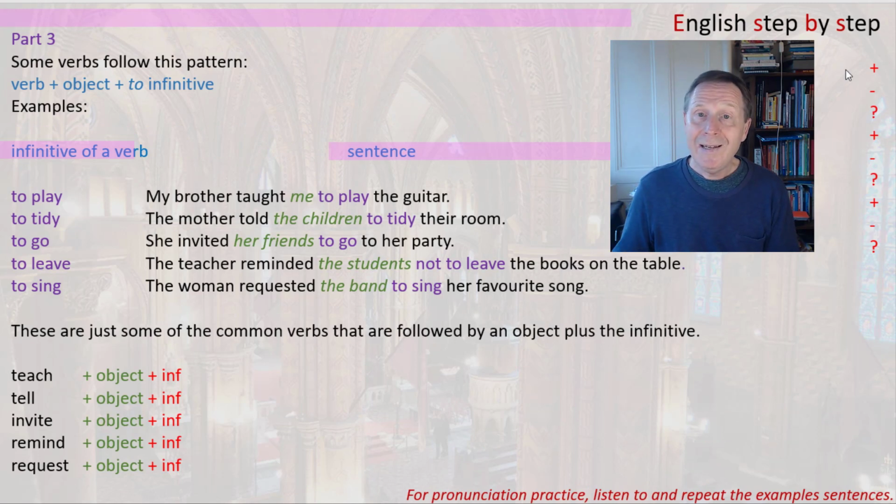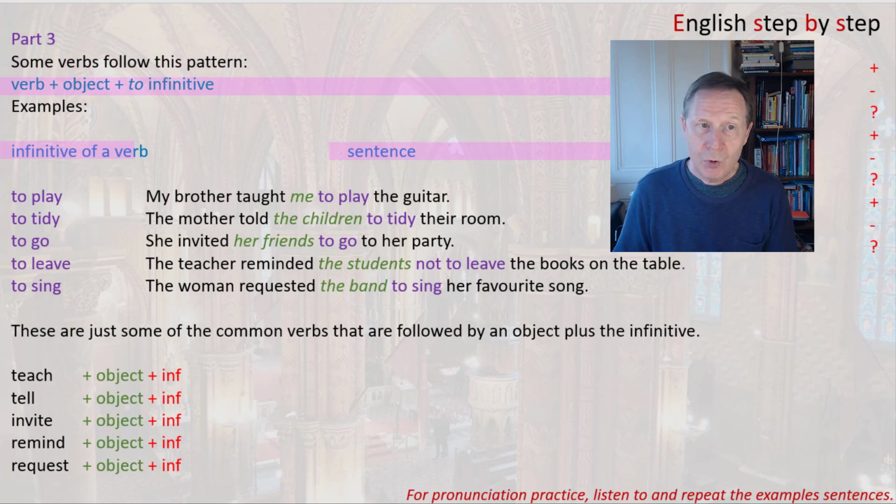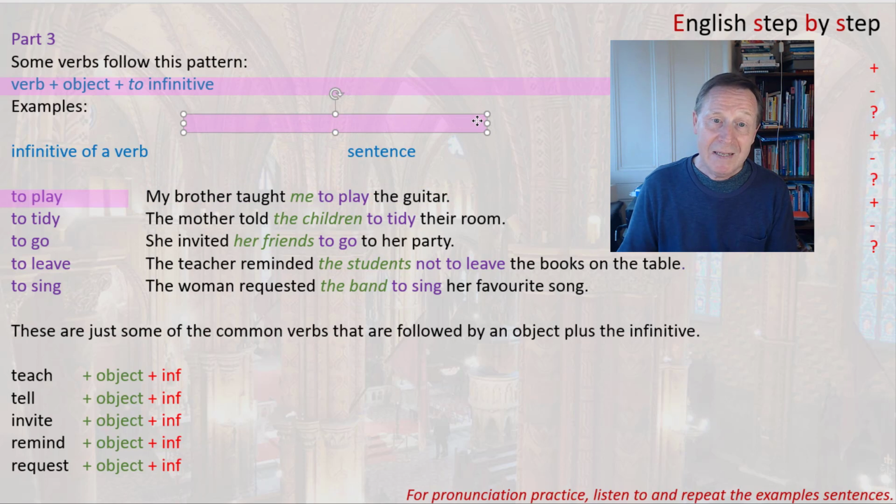Some verbs in English follow this pattern. Verb plus object plus to infinitive. Well, let's look at some examples. To play. And then we have the structure, my brother taught me to play the guitar. So the object is me and the infinitive is to play. My brother taught me to play the guitar.